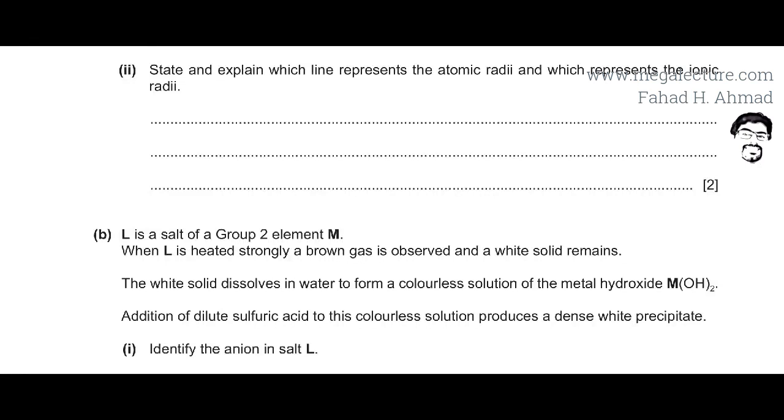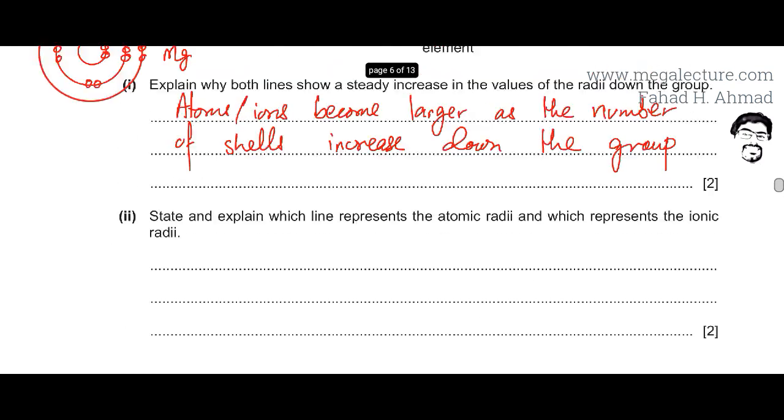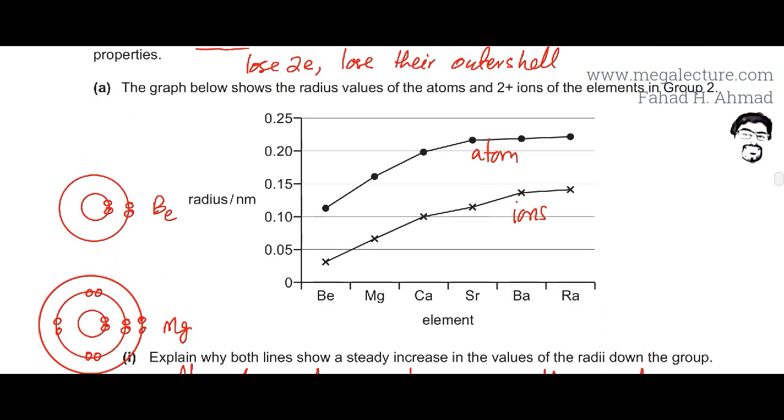The next part of the question now reads that state and explain which line represents the atomic radius and which represents the ionic radius, which I have already discussed over here. The atomic radius is going to be bigger. The ionic radius is the one that's going to be smaller. For example, for beryllium, the ion would be +2. So if it is +2, that would indicate that the outer 2 electrons would be lost. Metals always lose their outer electrons. So if we rub this off, these outer electrons are lost. So you can see without the outer shells, the ion is much smaller.